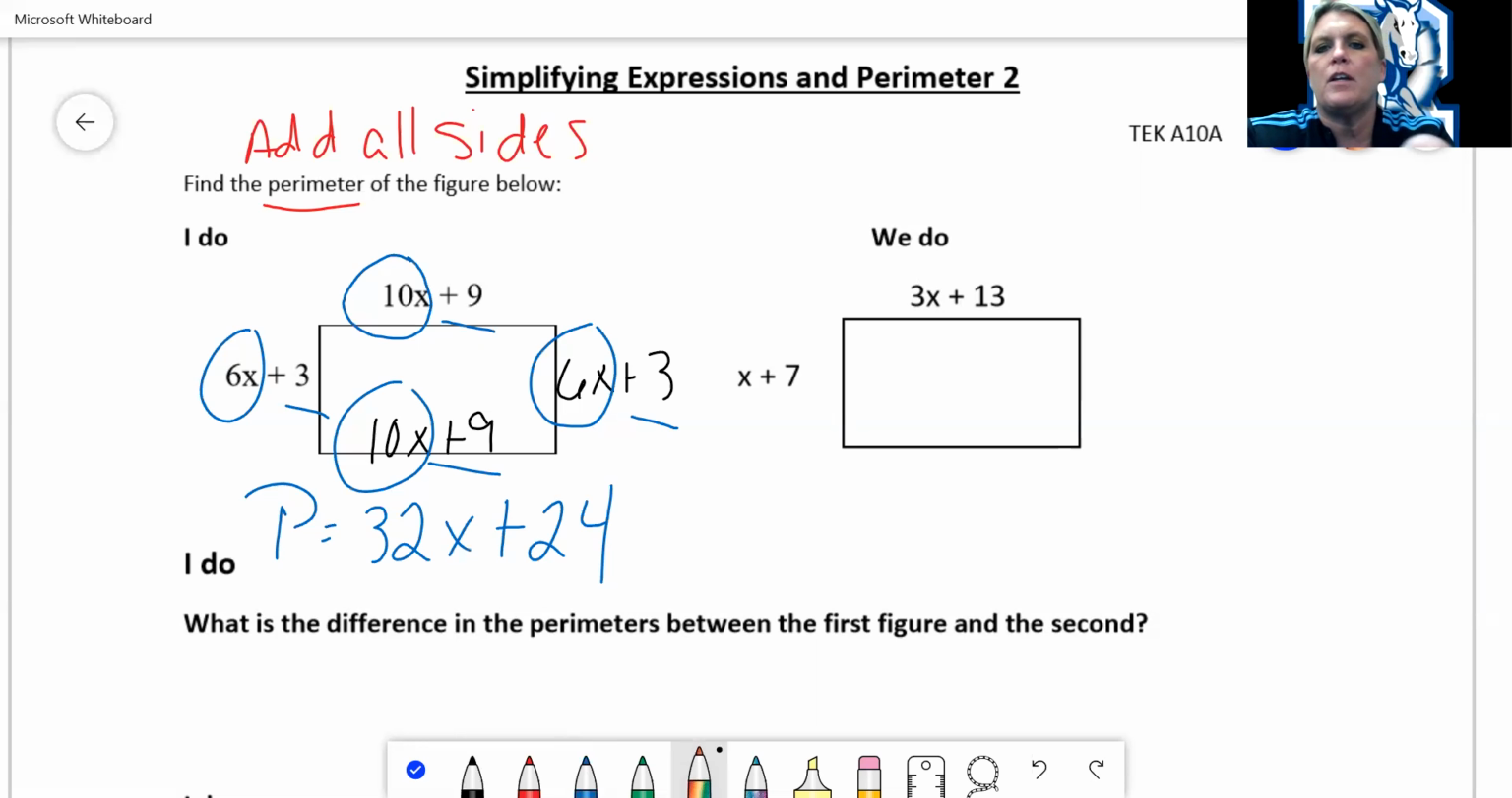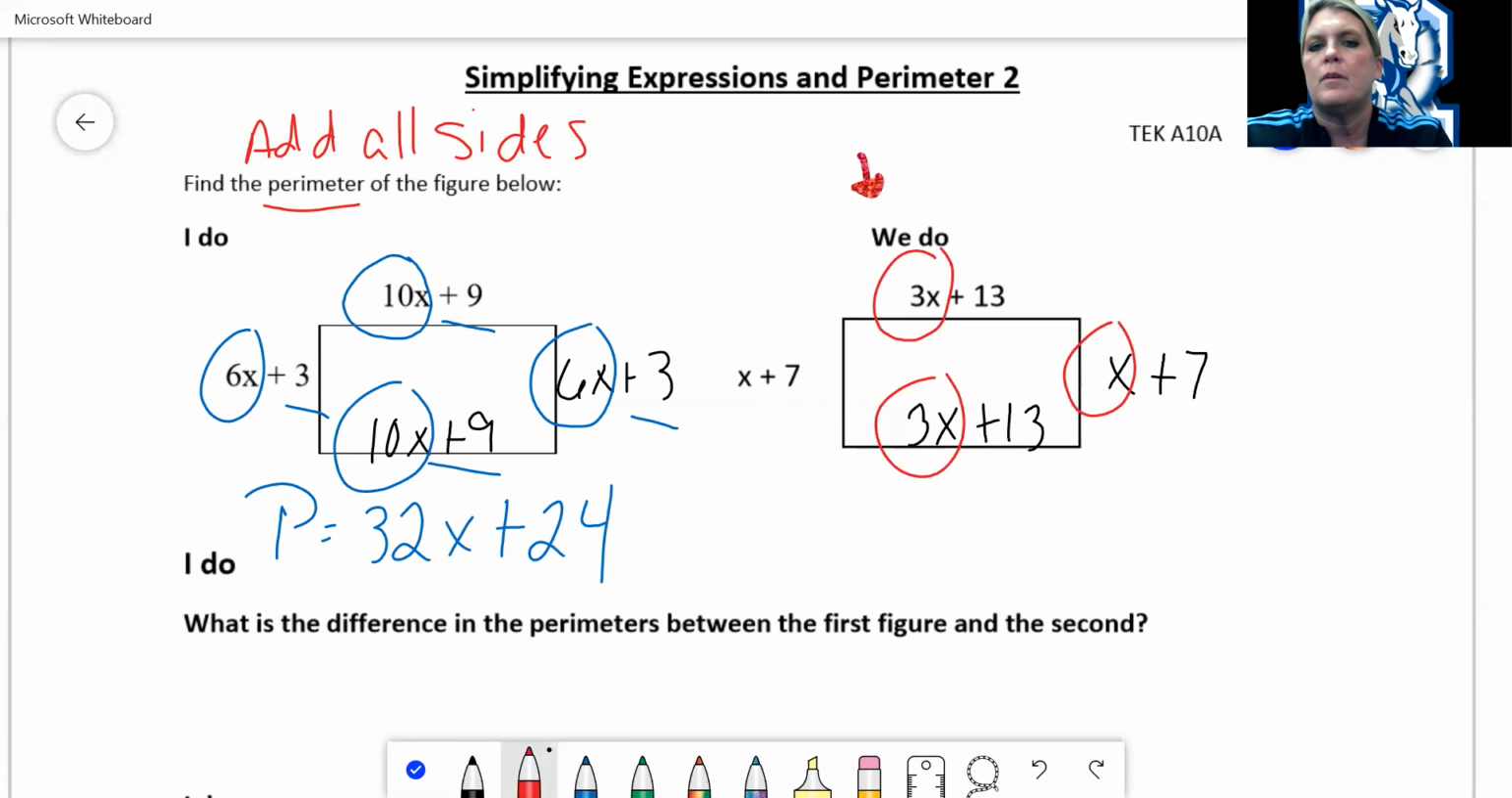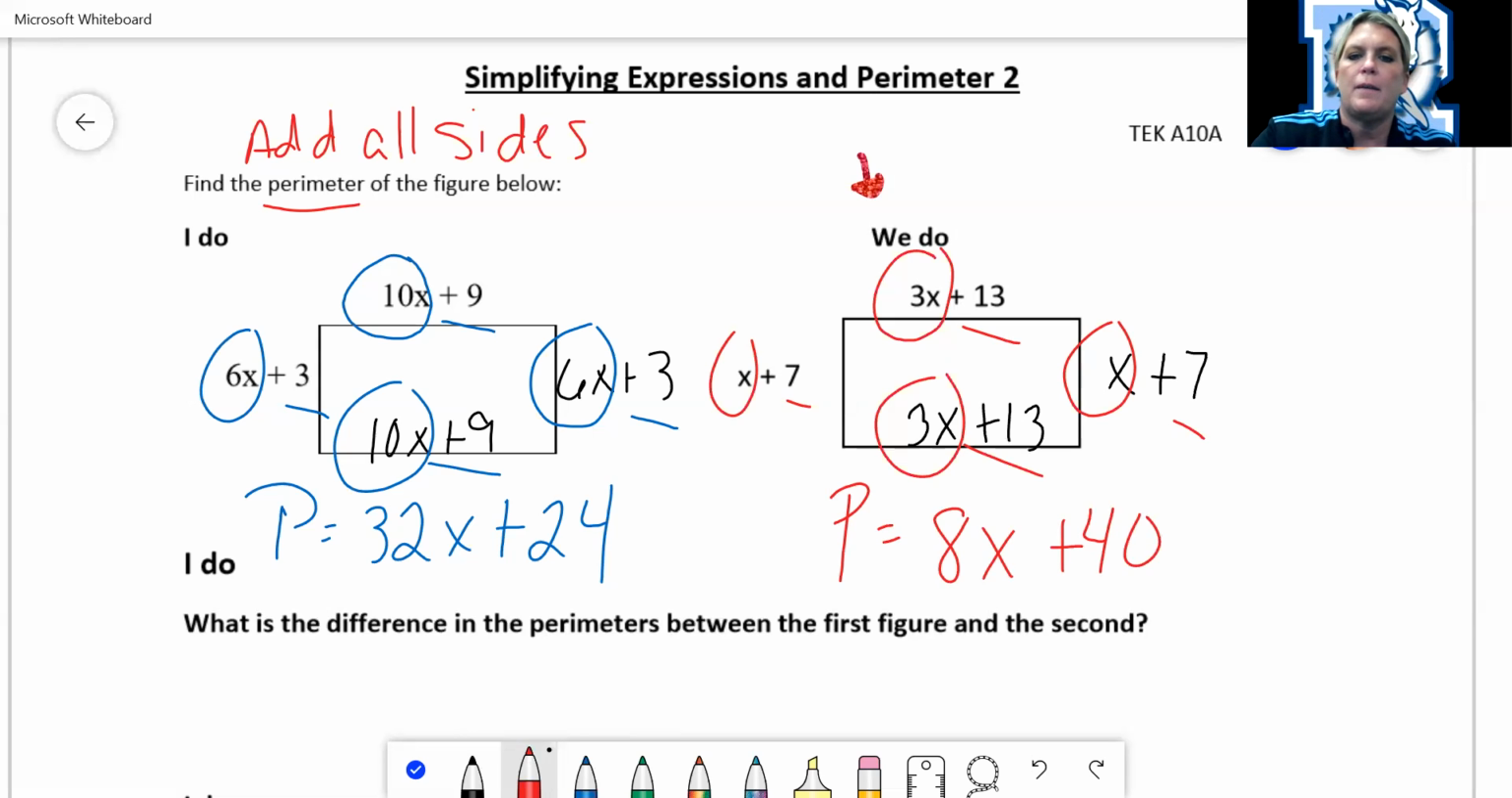Pause the video and come over here and do the we do, this figure over here to the right. The figure to the right, if you've already paused it and tried, the opposite sides should be labeled the same, x plus 7 and 3x plus 13. Now, add your x's up. I'm going to circle them so I don't forget any of them. And the perimeter here is 8x and then 13, 13, 7, and 7. Add those up, and that's plus 40. Hopefully that's what you got.